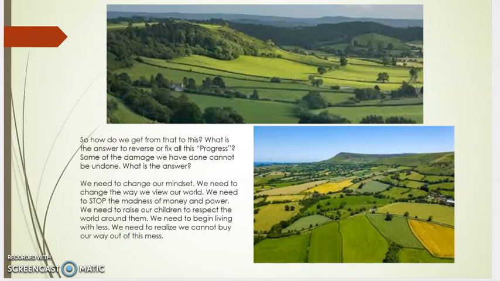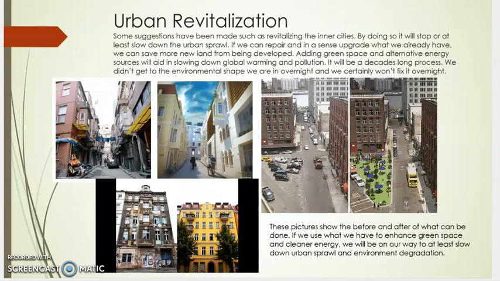So how do we get from that to this? What is the answer to reverse or fix all this progress? Some of the damage we have done cannot be undone, so what is the answer? We need to change our mindset. We need to change the way we view our world, and we need to stop the madness of money and power. We need to raise our children to respect the world around them, and we need to begin living with less. We need to realize we cannot buy our way out of this mess.